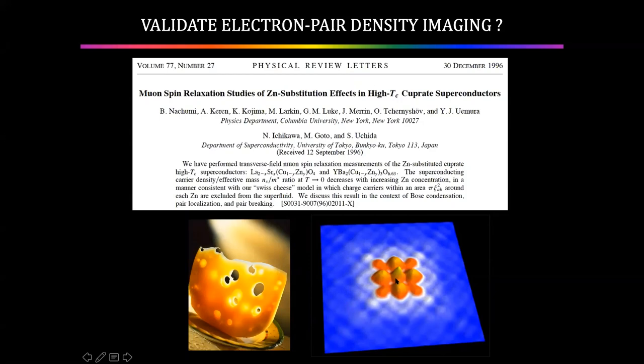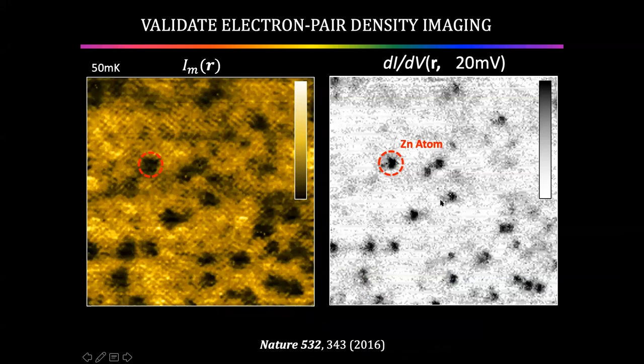And we can find where the zinc atoms are in the crystal because there's a big, sharp peak in the density of states wherever there's a zinc impurity state. And now here's a simultaneous image of the pair current and the single electron quasiparticle current.